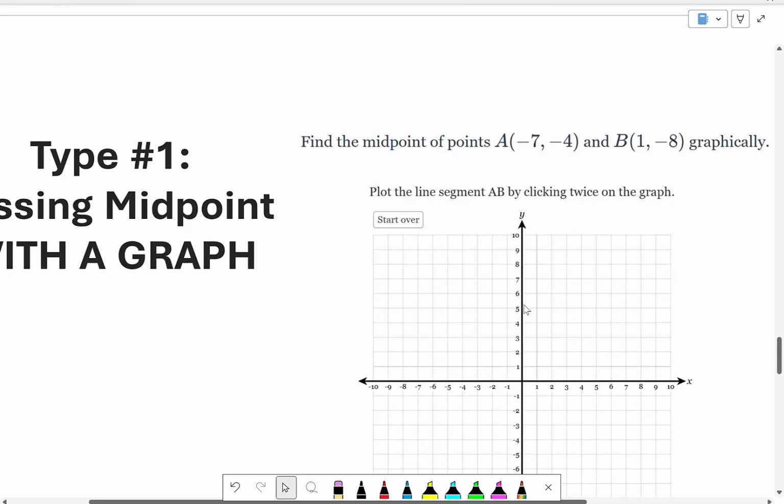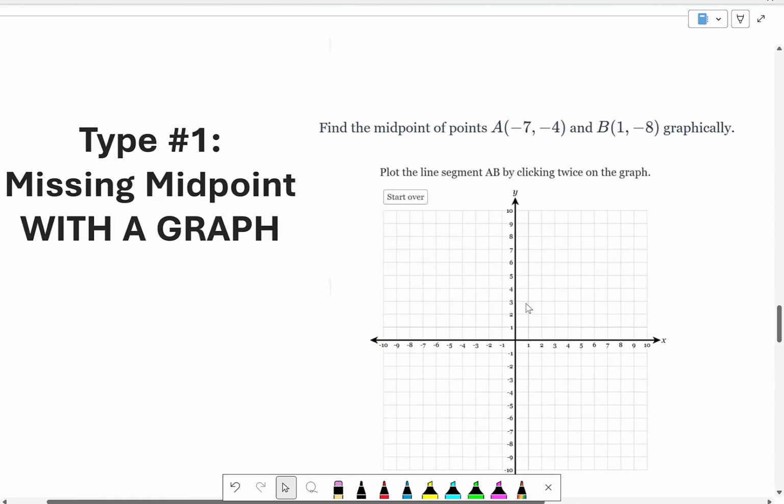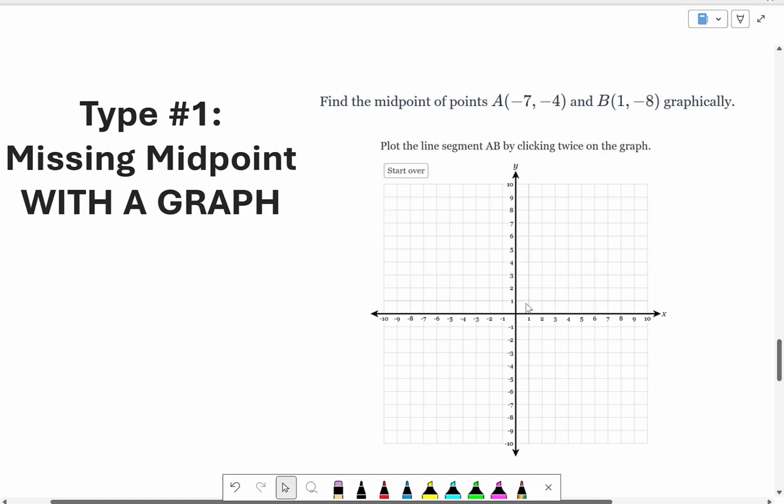Alright, the second type of question is also where you're missing a midpoint, but you're given a graph. So first we need to graph or draw these points in the coordinate plane.